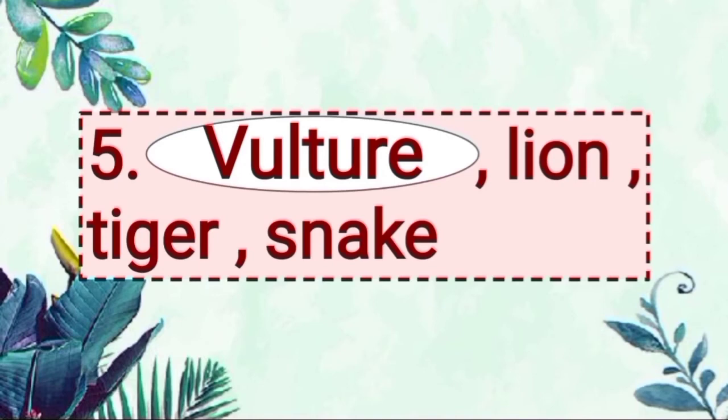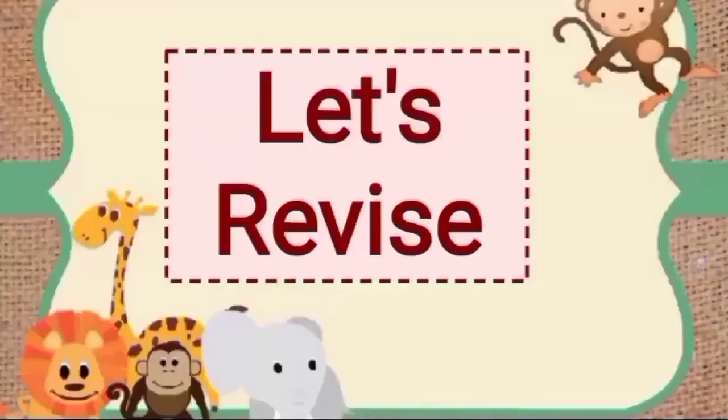Here vulture is an example of a scavenger, which means some flesh-eating animals feed on the flesh of dead animals. And the other three, lion, tiger and snake, are examples of carnivorous animals, which means animals that eat the flesh of other animals. So we have to circle the first word, vulture. So let's revise.